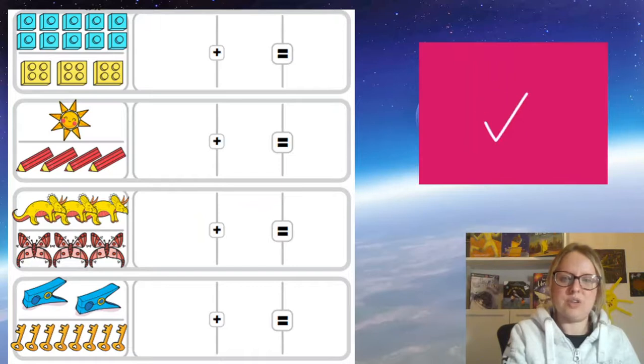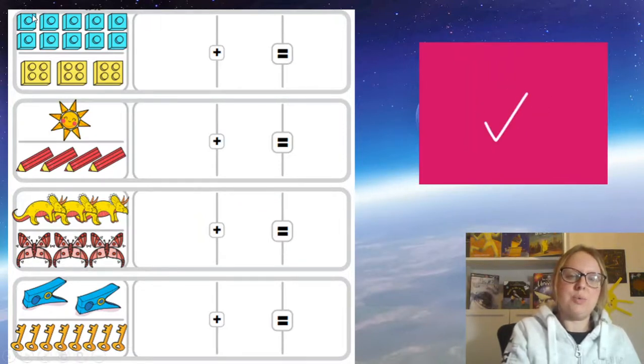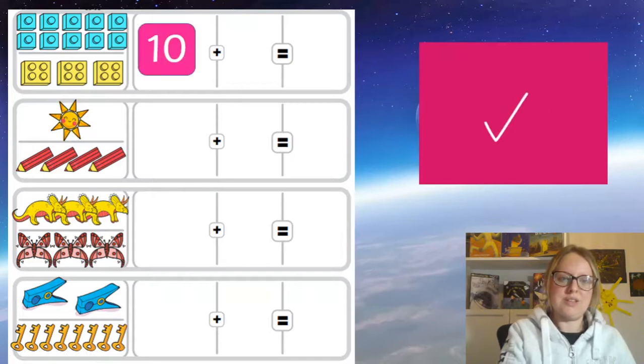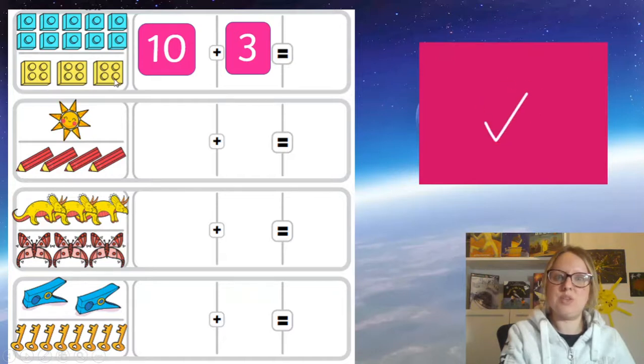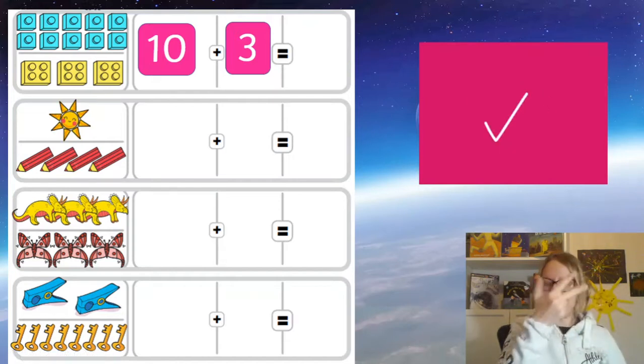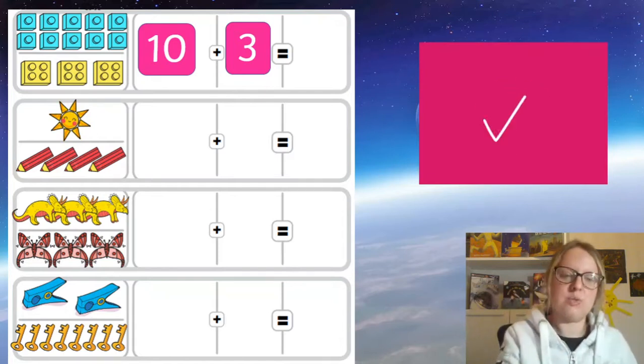Okay, let's try a few more. So pause the video and count the Lego bricks all together to work out your total. So hopefully you counted 10 Lego bricks at the top and you counted 3 at the bottom. So how did you work out the answer? So hopefully you put 10 in your head and you counted on 3. So 10, 11, 12, 13. 10 plus 3 equals 13.